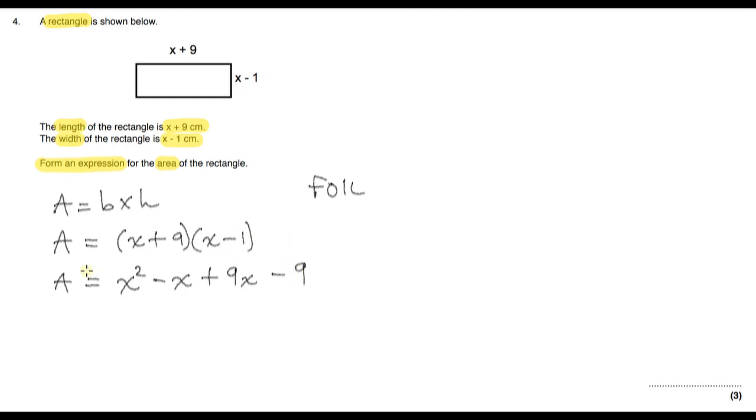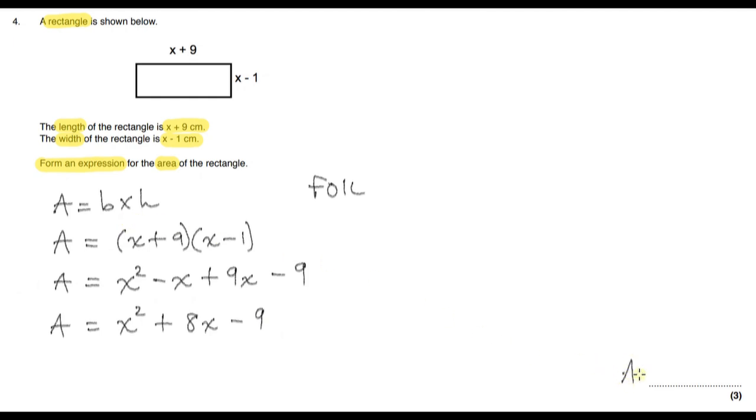And we haven't quite finished because we can simplify this. So we've got x squared. Now we've got like terms. We've got negative 1x plus 9x. Well, that's going to be plus 8x. And then we've just got negative 9 hanging out the back there. So this will be my final answer.